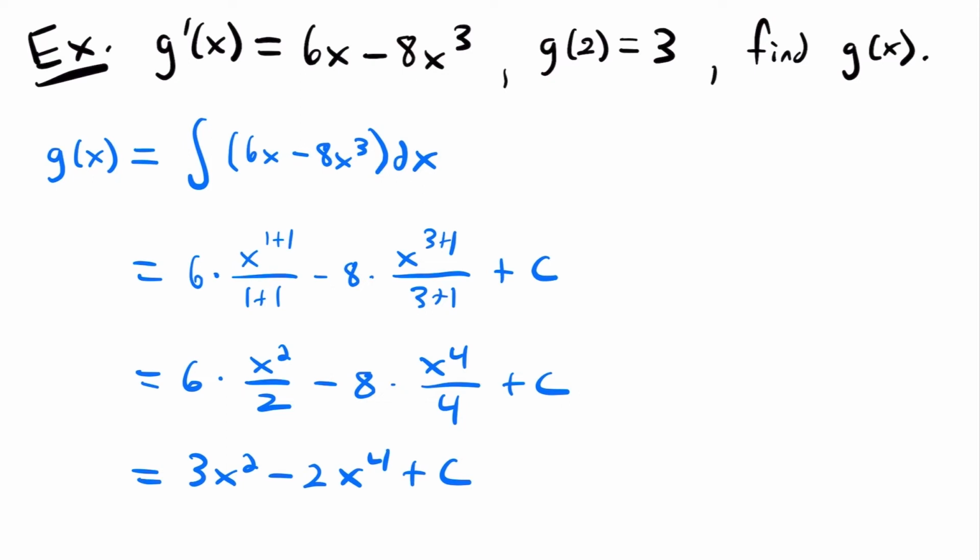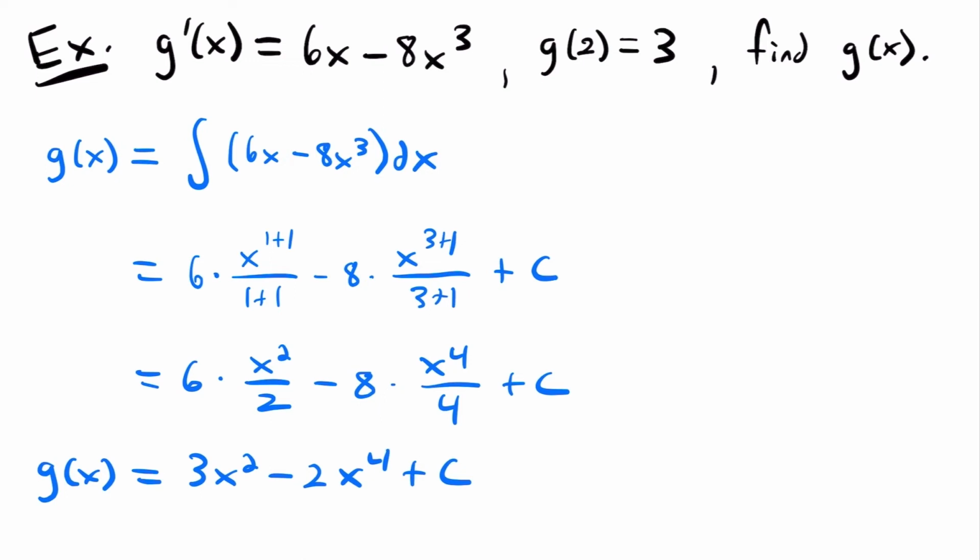But we're not done yet because we need to use this initial condition here to find the specific function g of x, our particular solution. So although this is equal to g of x, this is not a particular solution because we do not know what c is equal to yet. But we can find that.